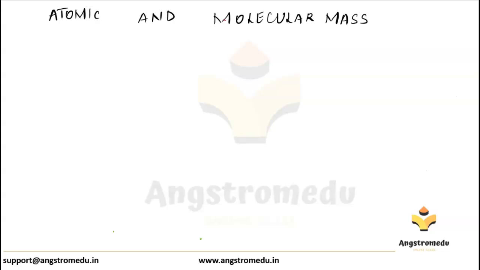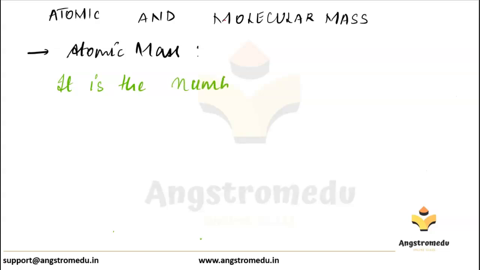Topic: atomic and molecular mass. Firstly, we will study atomic mass. So what is atomic mass? Atomic mass of an element is the number of times an atom of that element is heavier than an atom of carbon 12.